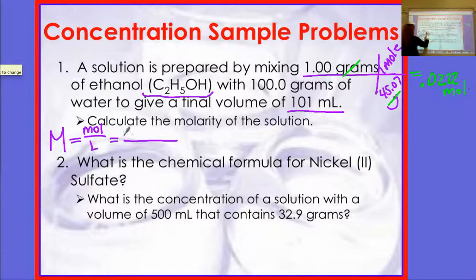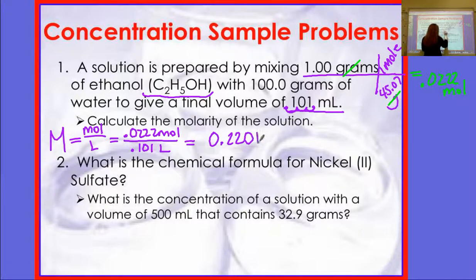That goes into my concentration equation, 0.0222 moles divided by liters. Again, I don't quite have liters because I have milliliters. If you take milliliters and divide by 1,000, or move the decimal point 3 places, you can convert into liters. 0.101 liters. Now I have moles and I have liters. I simply divide and I get 0.220 molar solution.